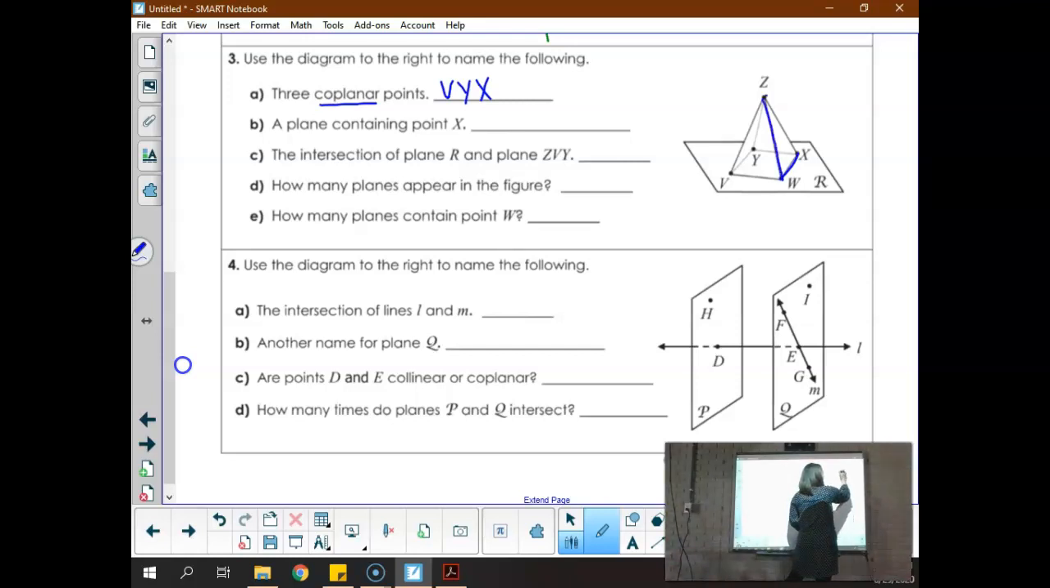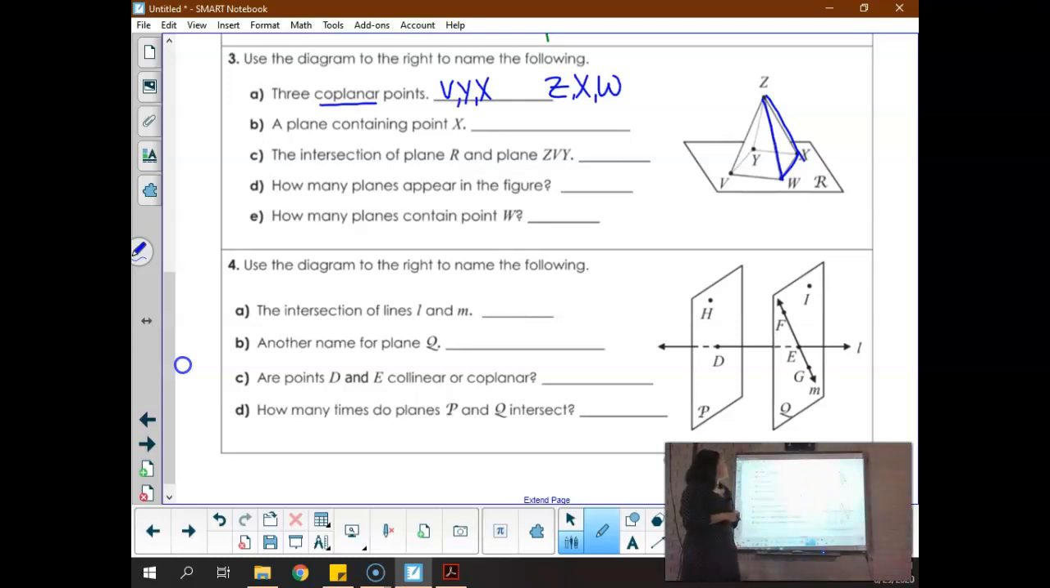Now, because this is a little bit difficult to visualize, I want you to imagine that this actually is a pyramid in front of you. And you're looking at that side. Those 3 vertices, those 3 points, are still coplanar because they make up the side to that pyramid. So I could say Z, X, and W as another option.